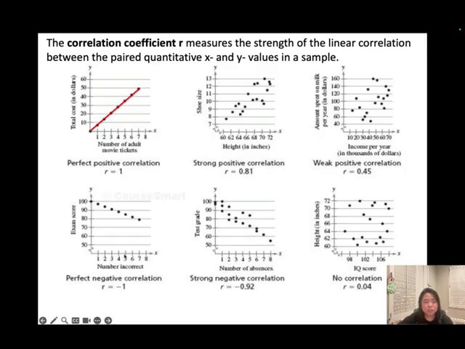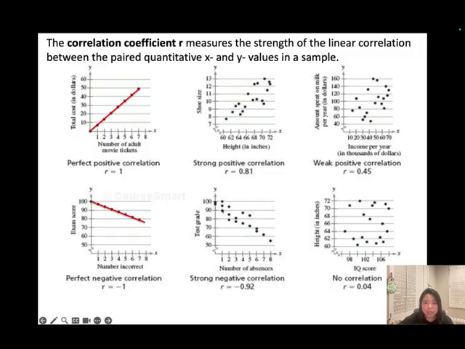Okay, the fourth picture. Now you could see the slope is decreasing, so that will be the negative slope. And then I can draw the line here, and all the points are on the straight line. So we're going to call this the perfect negative correlation. Okay, so r is equal to -1.